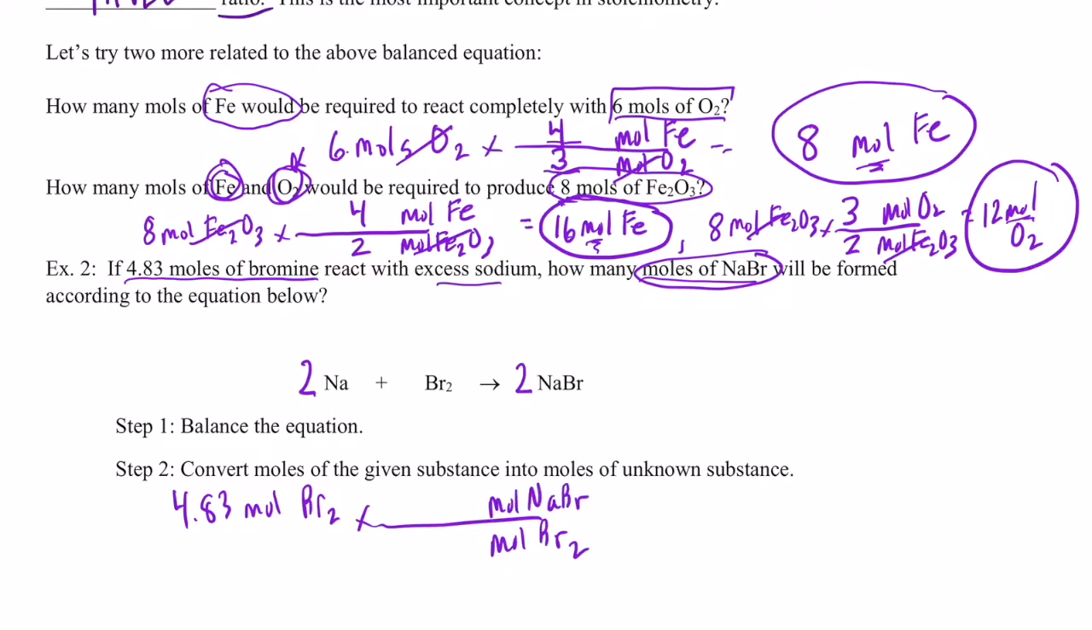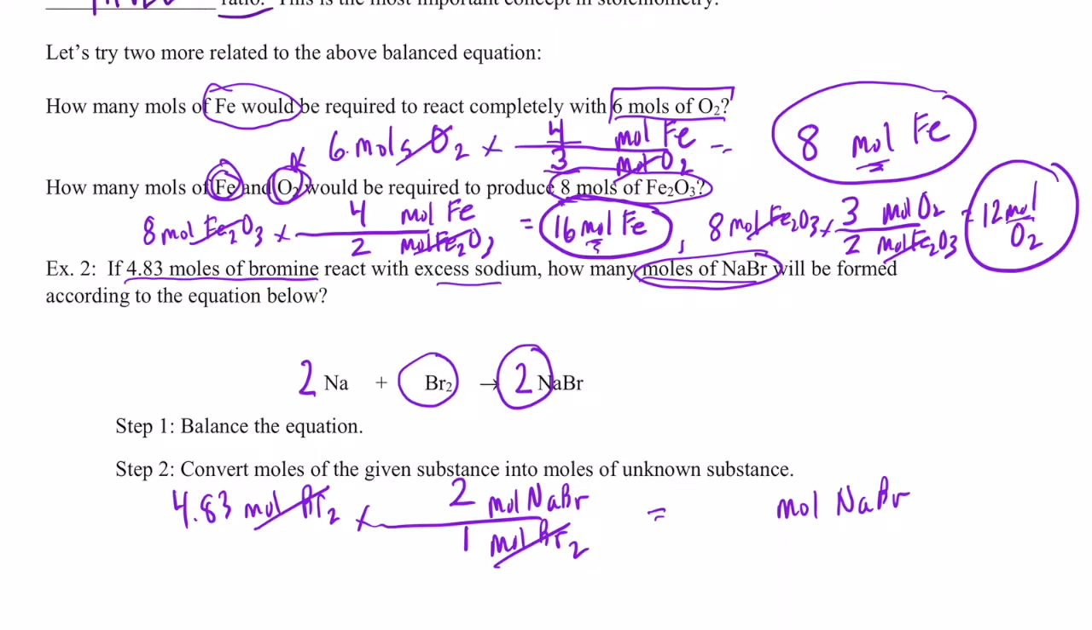So what's my conversion factor there? That's right, the coefficients in the balanced equation. Doesn't this say for every 1 mole of Br2, I can create 2 moles of NaBr? So 1 mole of Br2 can create 2 moles of NaBr. So moles of Br2 are gone, and when I do the math, I will have moles of sodium bromide. So all we have to do is take 4.83 and multiply it by 2, don't we?